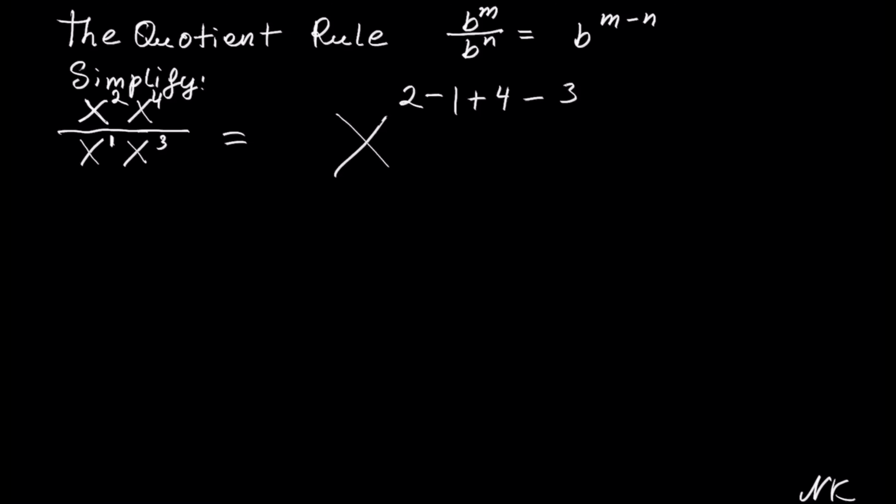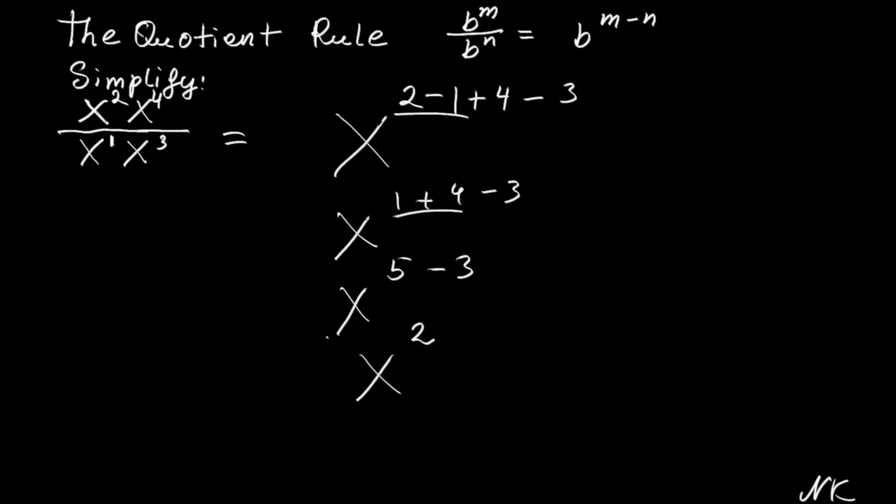So let's combine these from left to right. We have x to the 2 minus 1, we have 1, plus 4 minus 3. This will give us x to the 1 plus 4 is 5 minus 3. And this will give us x to the 5 minus 3 is 2. So x to the second is our solution.